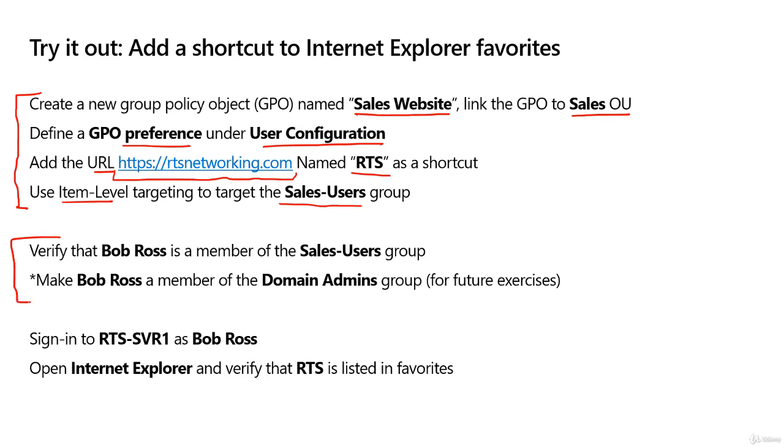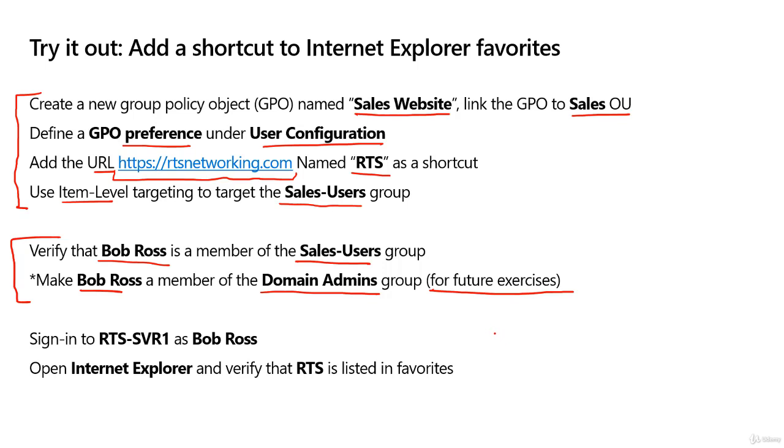Outside of that, I'm going to verify my user Bob Ross that we created earlier is a member of the sales users group. He should be. I did add him earlier. We'll just verify that he's a member of that group. And I'm also going to make Bob Ross a member of domain admins. Now, there are two reasons I do that. One, we will use Bob as an administrator in some future exercises. So I'm going to make him a domain admin now.